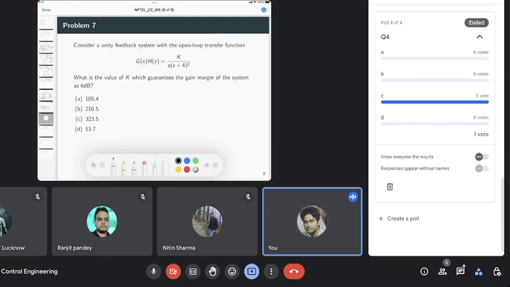So you have a unity feedback system, an open loop transfer function is given. Then what value of k will actually guarantee that the gain margin of the system will be 6 dB? You can answer through the poll.